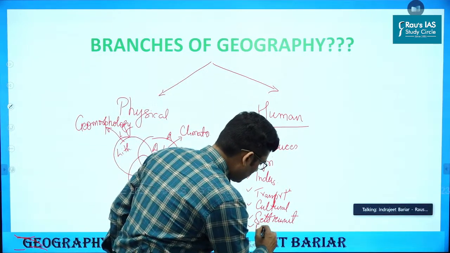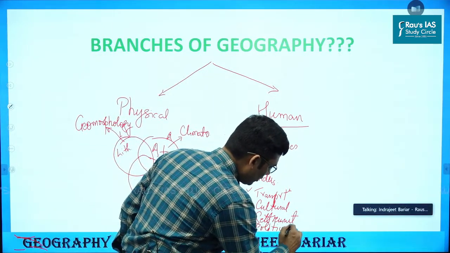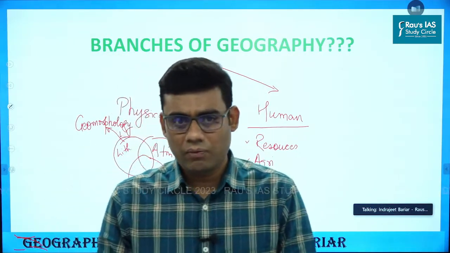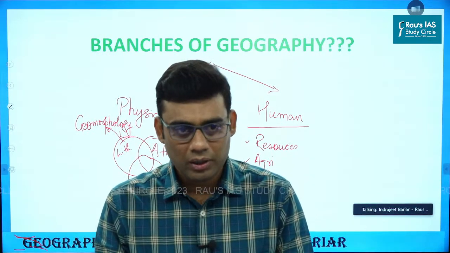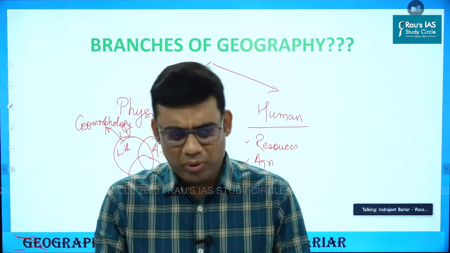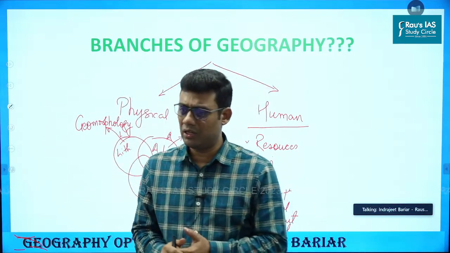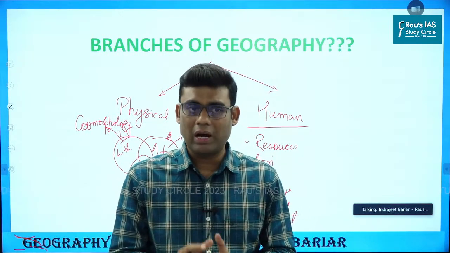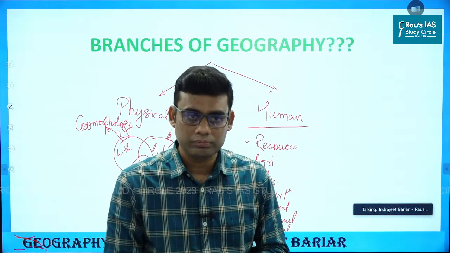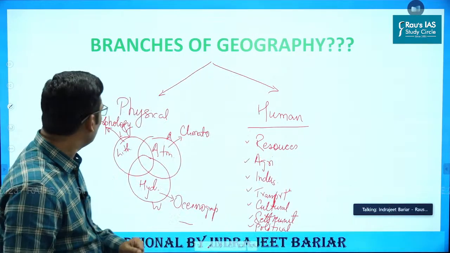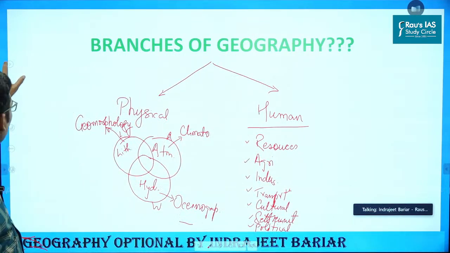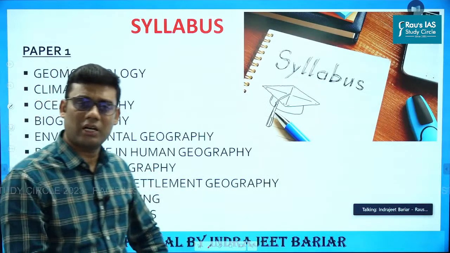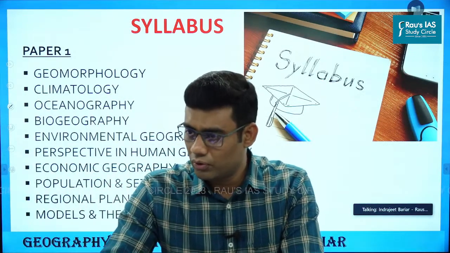So this is where we can see a number of different branches came up with respect to geography. And in more recent times, one more branch which has become very popular is environmental geography, because of the aspects related to climate change, the impact of human beings on the climate. So environmental geography has come to the fore. Based on this, now let's try to understand the syllabus that has been prescribed by UPSC for geography optional.